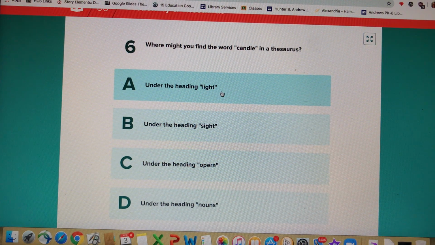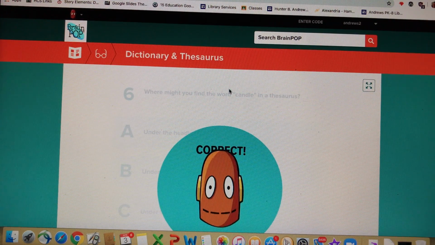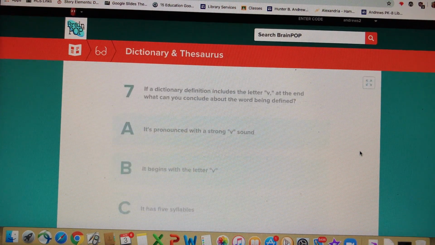Under the heading light, well, candles give light. Under the heading sight, well, candles really don't have anything to do with your sight. Under the heading opera, well, candles don't really have anything to do with operas. Under the heading nouns, well, a candle, it is a noun, but we're talking about something that means the same thing. So let's try light. Excellent, because candles give light.